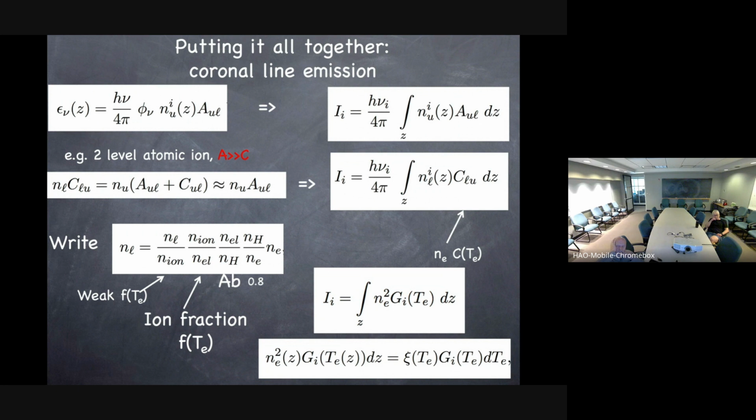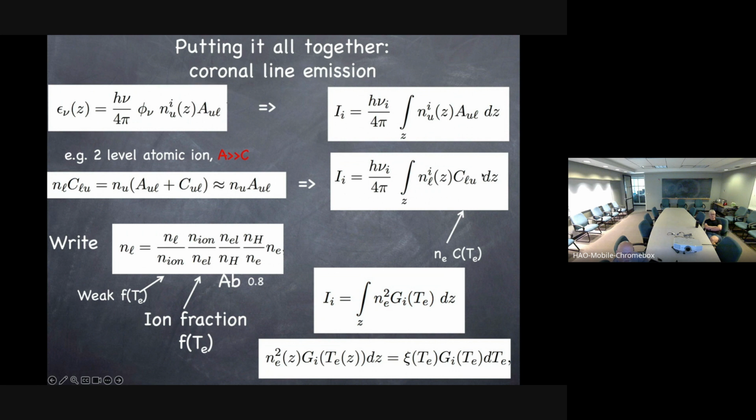Let's go down to the next line. We assume again that the Einstein coefficients are much bigger than the collisions. This is not true in anything other than the coronal approximation here. And so what we end up with is an expression that looks like the one under the 2-level atomic ion there, this expression. And this collision rate here is so small compared with A, we can just trash it because of that inequality that we've assumed.